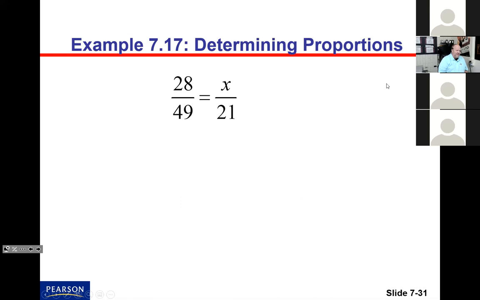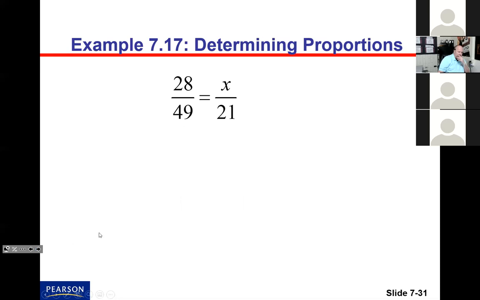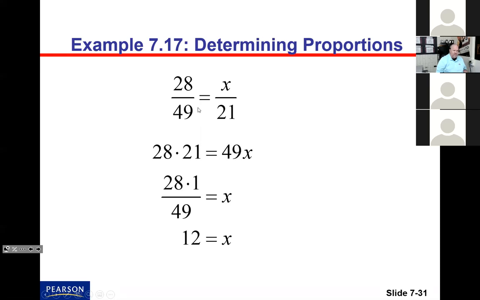Some of you might remember this. Solving for the unknown. Well, you do the exact same thing we just did on this page here. You multiply on the diagonal. Basically, it's called cross multiplication. So what we're going to do is take the 28 and the 21 and multiply those together, and we're going to take the 49 and the X and multiply those together. So you can see what we get here.